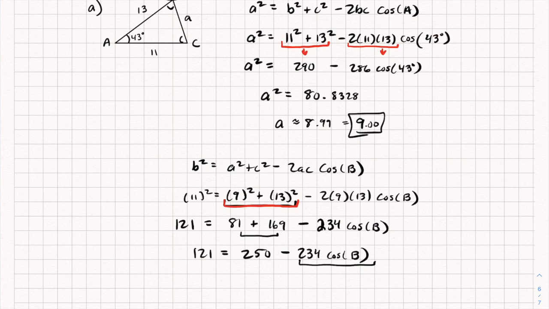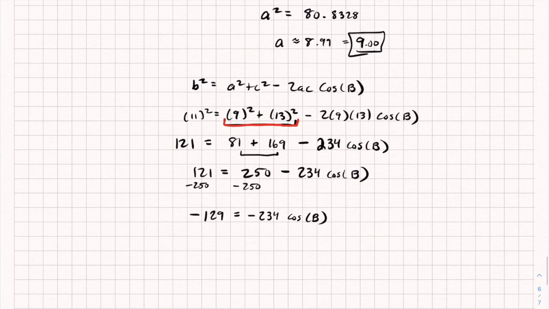So what I need to do is actually subtract the 250 over first, and then I'm going to divide by negative 234. So I subtract by 250. This will give me negative 129. This is equal to negative 234 cosine of angle B. I'll now divide by negative 234, and then I will take the inverse of cosine. So I'll do inverse cosine of 129 over 234.